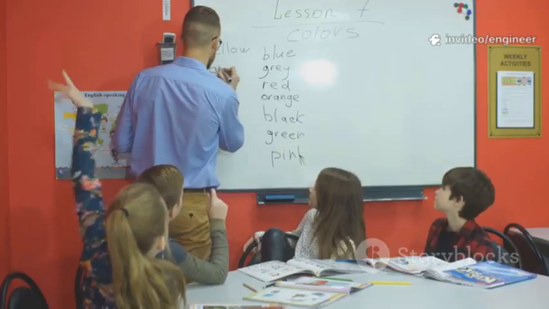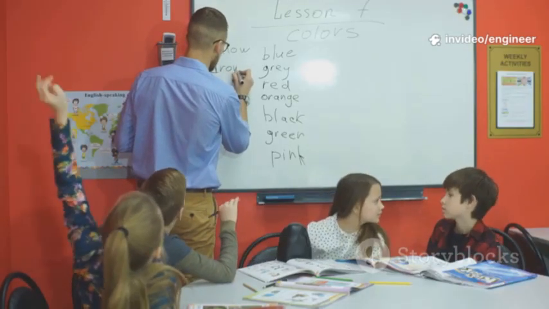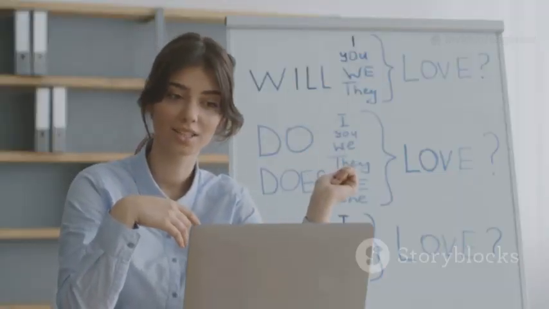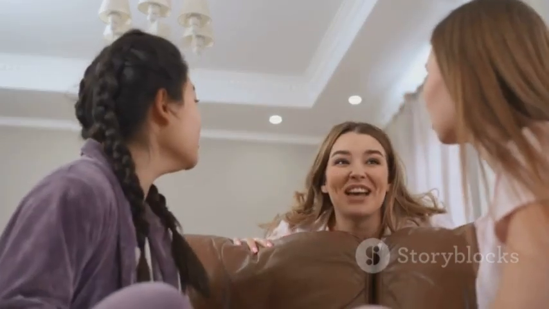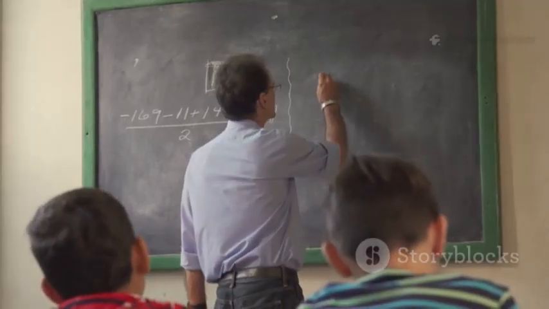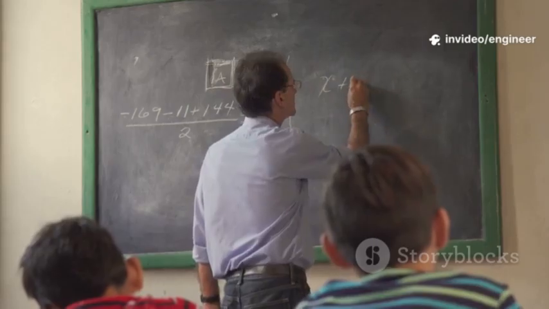We can also use contractions, which are shorter forms. For example, is not becomes isn't, and are not becomes aren't. So, you can say, she isn't my sister. They aren't at home. Be careful, am not does not have a common contraction.